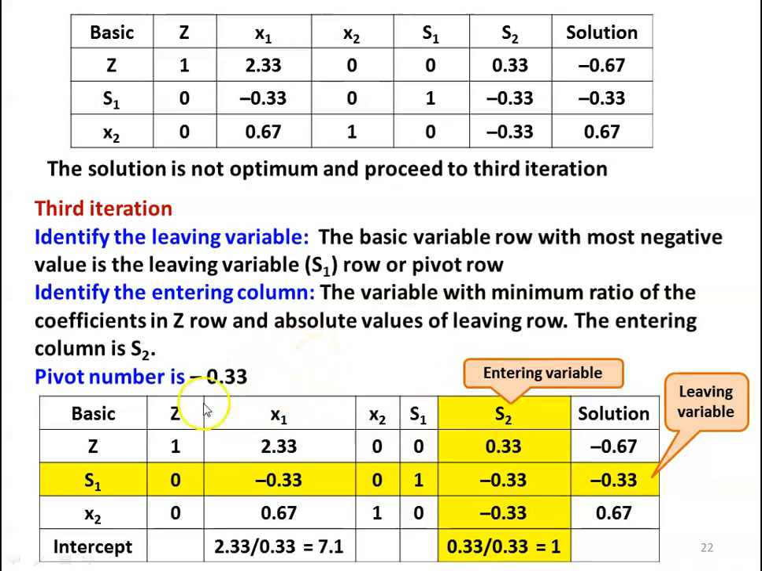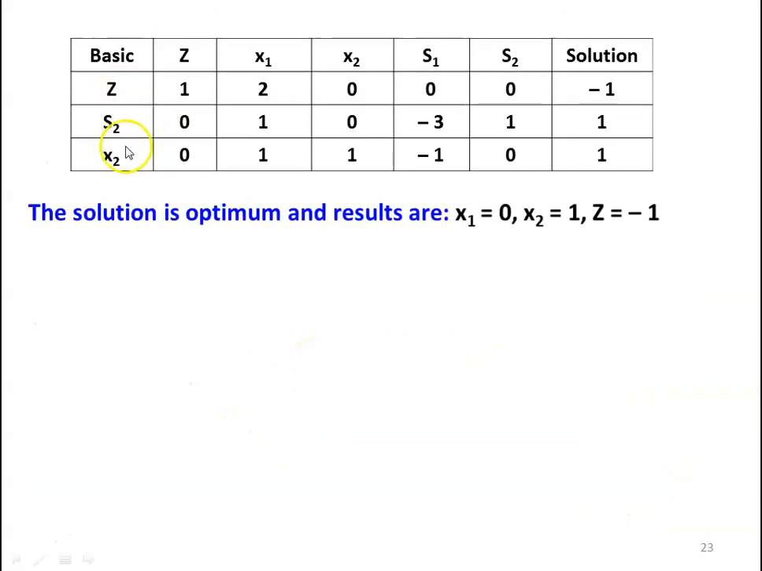Now, again we have to solve. The solution is given here. Z value: 1, 2, 0, 0, 0, minus 1. S2 value: 0, 1, 0, minus 3, 1, 1, and X2 value: 0, 1, 1, minus 1, 0, and 1. Solution is 1. So, here the solution is optimum because there is no negative value on the constant column. X1 equal to 0, X2 equal to 1, and Z equal to minus 1. This is the solution to the problem.